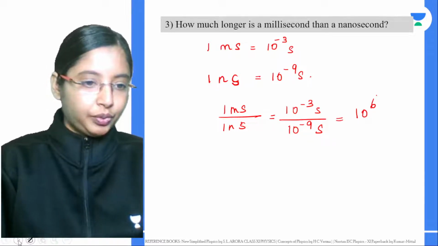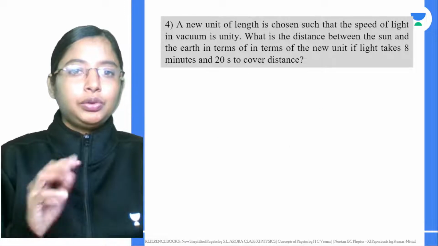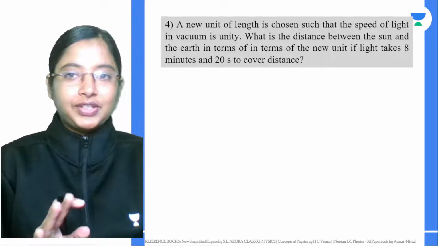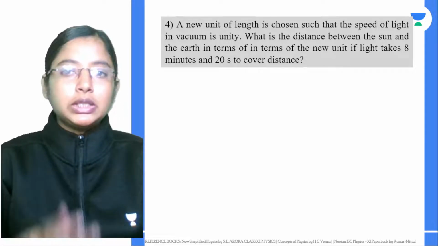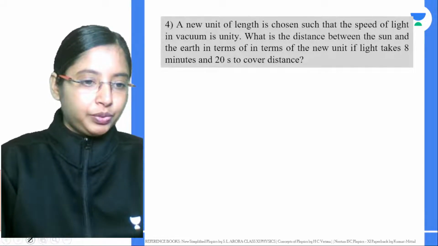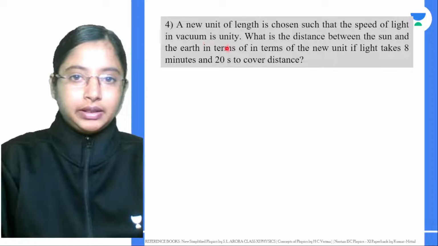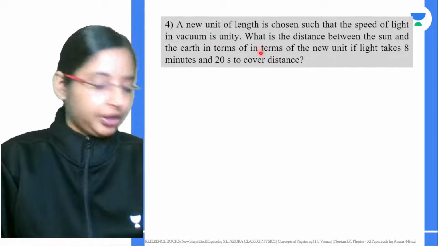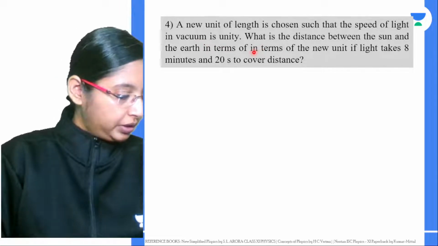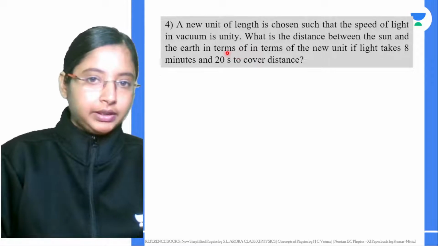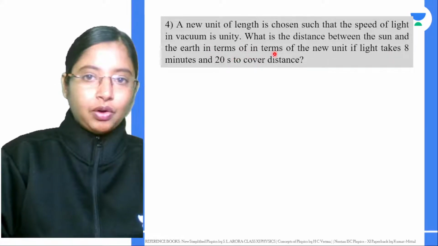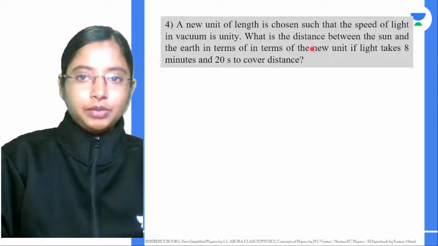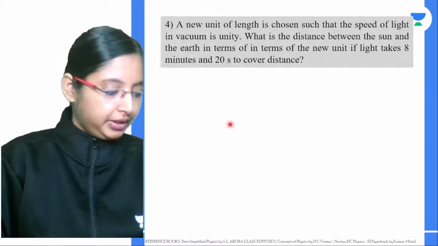Okay, let's go forward. Now, a new unit of length is chosen such that the speed of light in vacuum is unity. What is the distance between the Sun and the Earth in terms of the new unit, if light takes 8 minutes and 20 seconds to cover the distance?